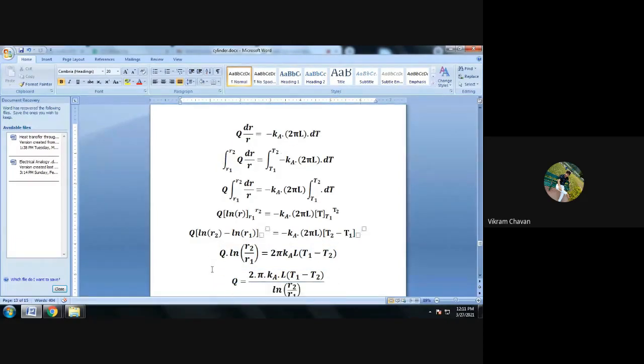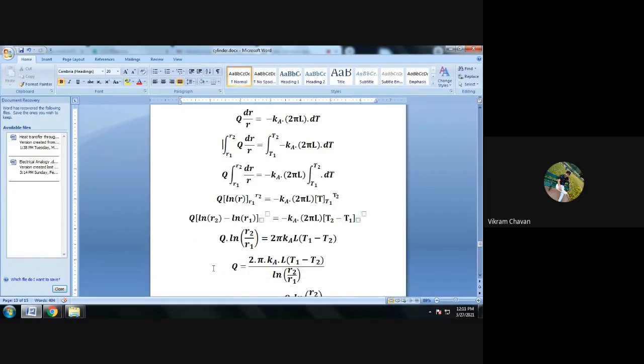Then we will get the equation in the form of Q. Q is equal to 2 pi K suffix A multiplied by L into bracket T1 minus T2, whole divided by ln of R2 divided by R1.